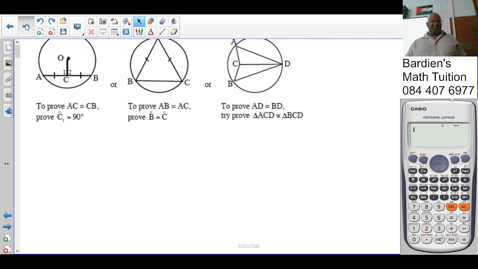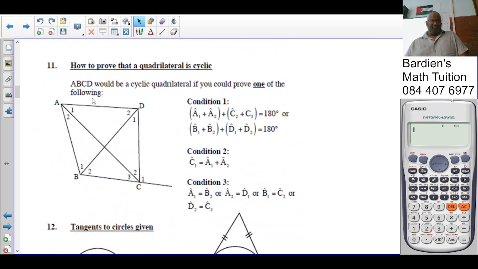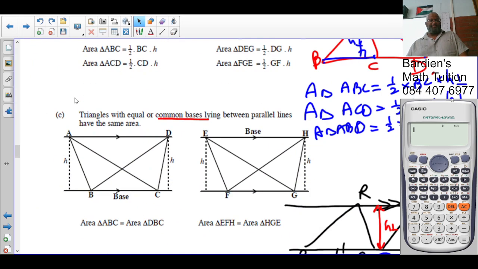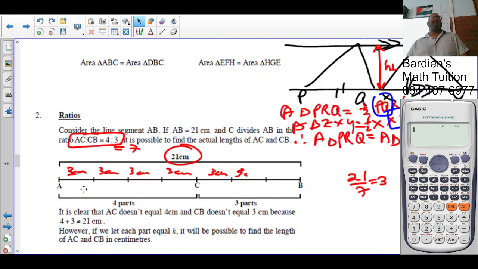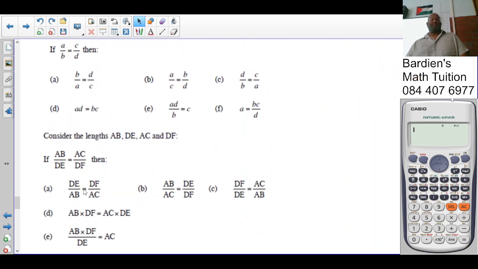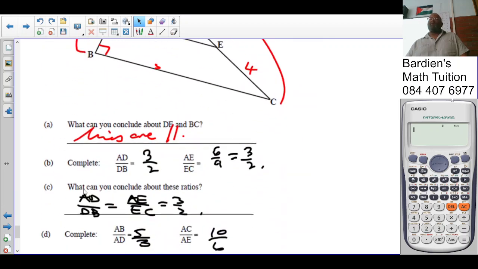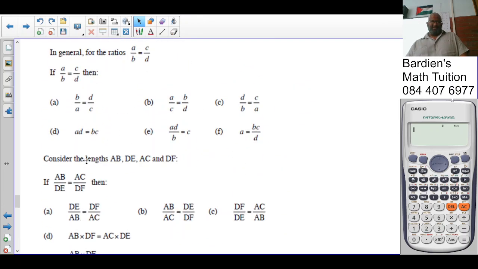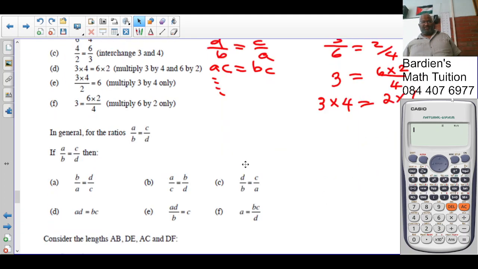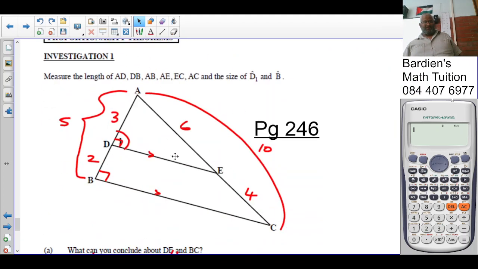Okay. Then we went on to, in investigation 1, we investigated that if lines are parallel, then the parallel lines will divide the sides in proportion. Not so? Then we also spoke about the rules of ratios, the cross multiplication techniques. Remember when we swapped it around and cross multiplied and all of those things? We came across those sums there as well.